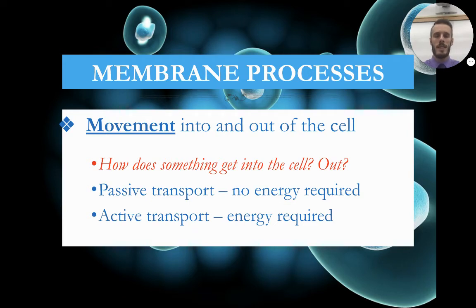Okay, so in today's video, we are going to look at some of the processes that occur in a cell. First we're going to start with the membrane and some of the processes that the cell membrane is involved in. So really what the membrane is going to do is prevent or allow the movement of substances into or out of the cell.